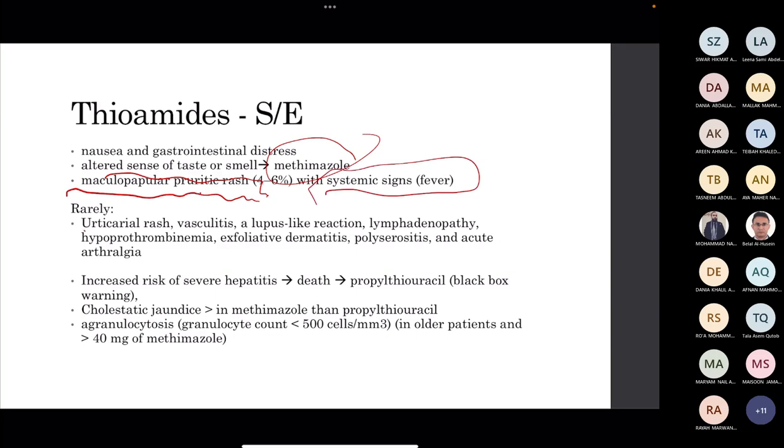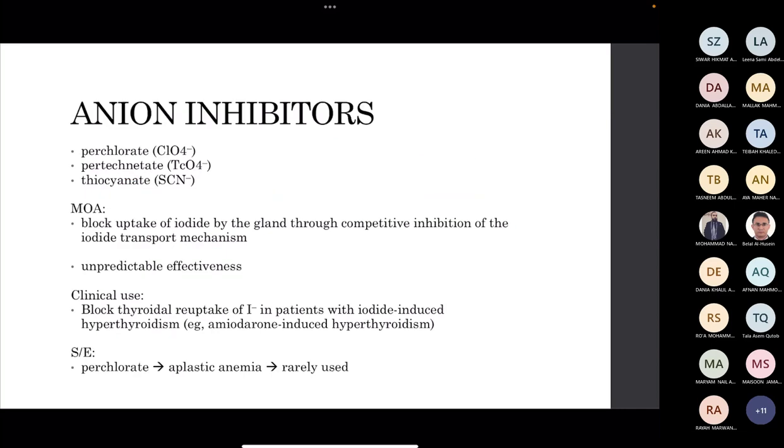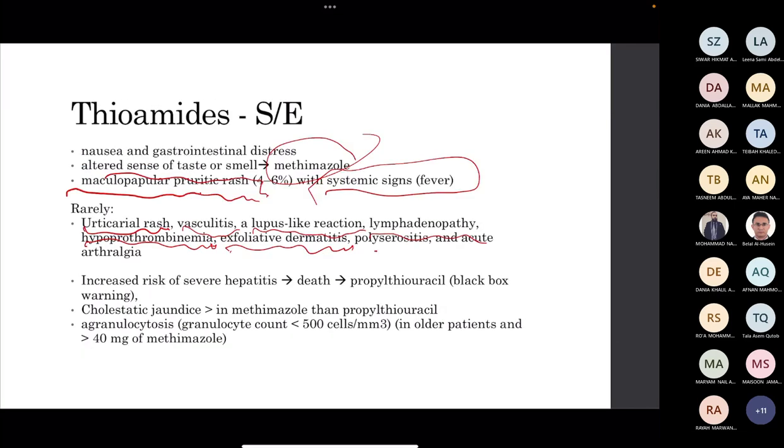They could rarely cause urticarial rash, vasculitis, lupus-like reaction, lymphadenopathy, meaning swelling of the lymph nodes, hyperprothrombinemia, hypoprothrombinemia, exfoliative dermatitis, meaning a skin condition with exfoliation, which is shedding of the skin. Polyserositis, which is inflammation of the serous tissue in the abdomen, and acute arthralgia.